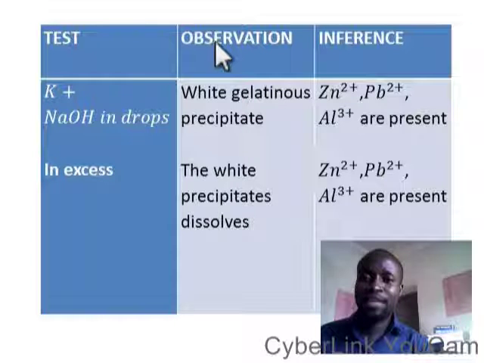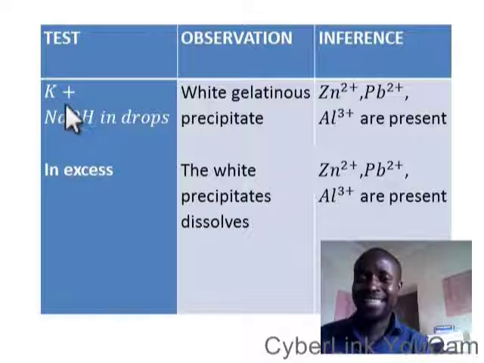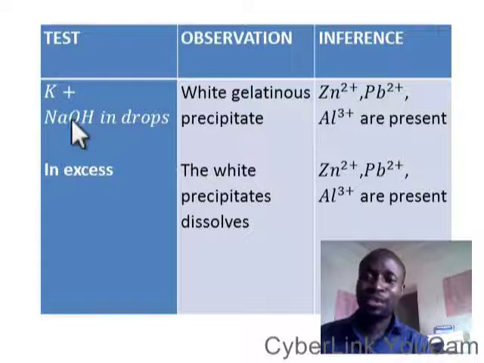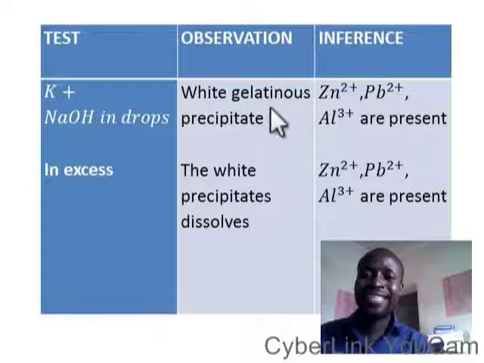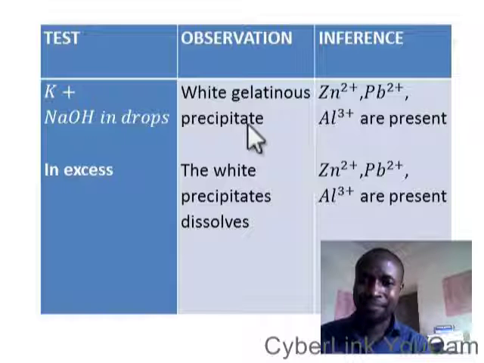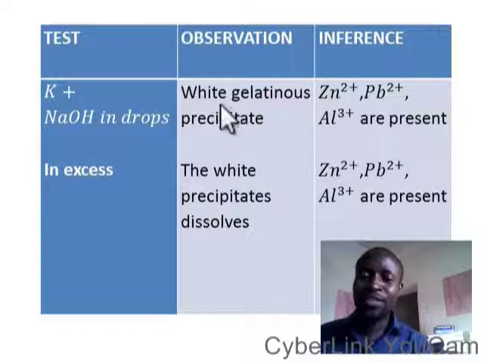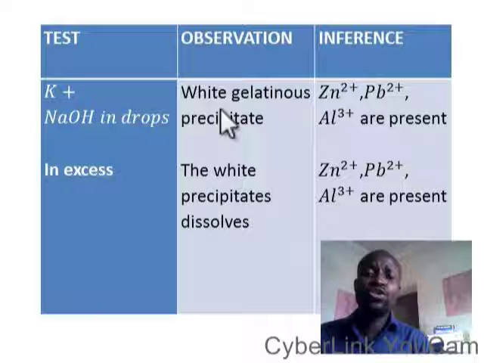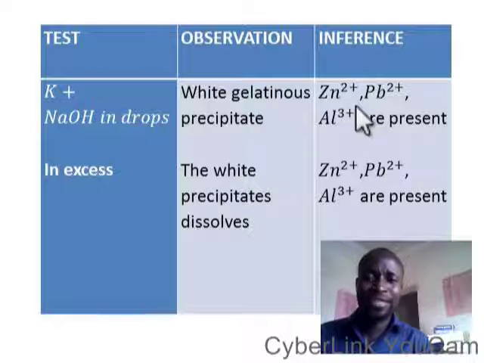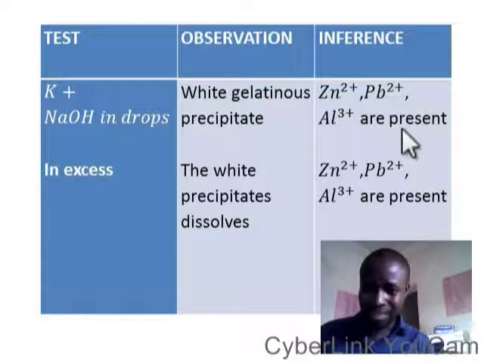Look at what I said earlier: test, observation, and inference. K is used as a letter here, but it's a compound plus sodium hydroxide in drops. White gelatinous precipitate. If you see a white gelatinous precipitate when you add sodium hydroxide in drops to a sample of a compound, what should come to your mind is that zinc ion is present, lead ion is present, aluminum ion is also present.